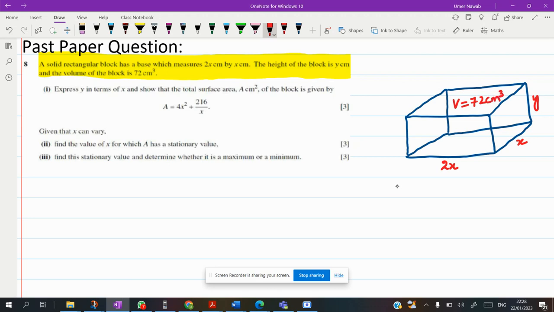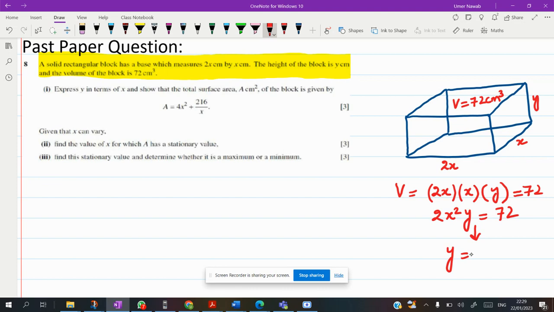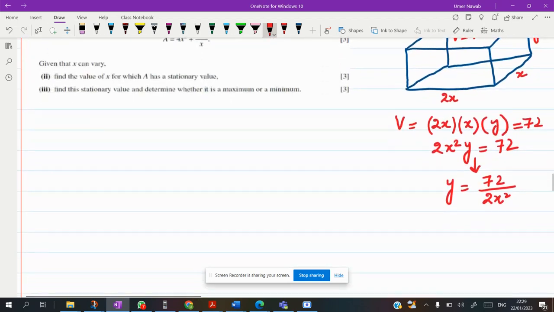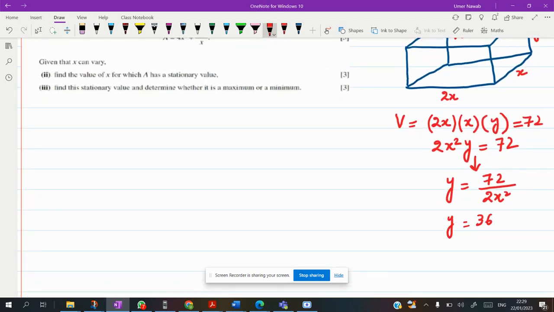Now boys, what is the formula for the volume? Length into width into height. This is the volume, and he said this is equals to 72. Now simplify. 2x times x is 2x squared. 2x squared y is equals to 72. Try to make y as a subject. I will tell you why I'm making y as a subject. So 72 divided by 2x squared, and this will give you y equals 36 over x squared. Now put it in a checkbox because I'm going to use this value of y.